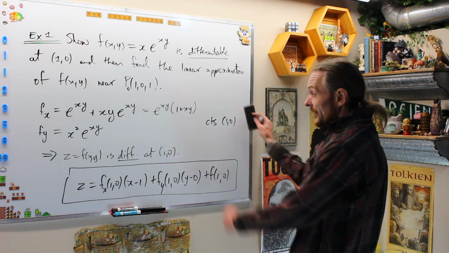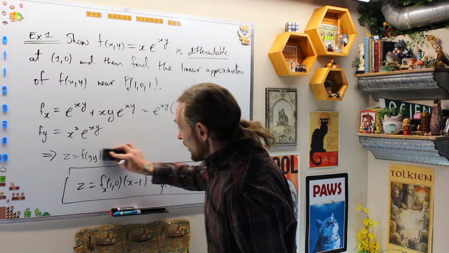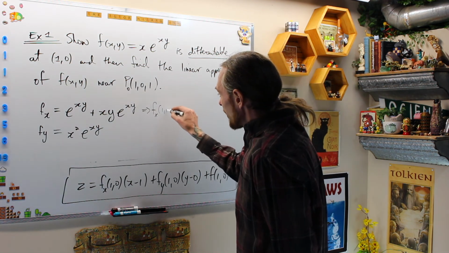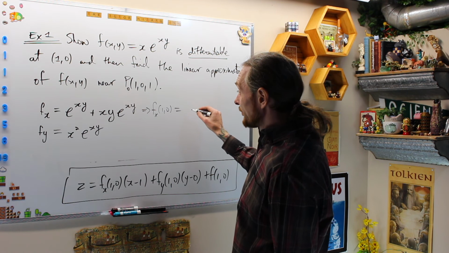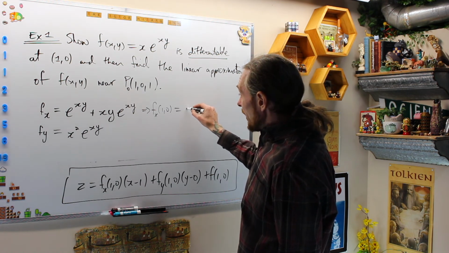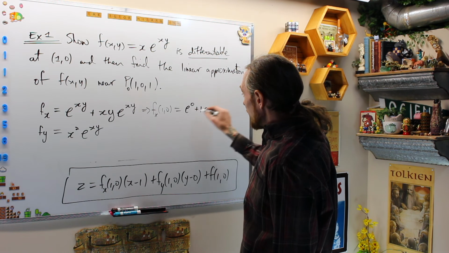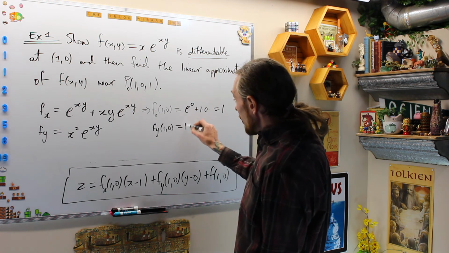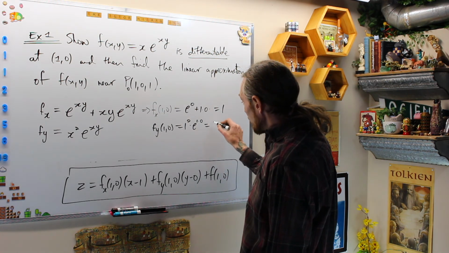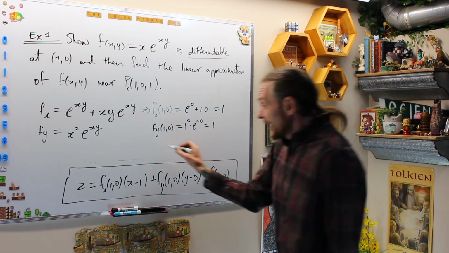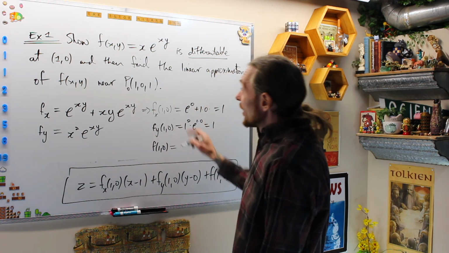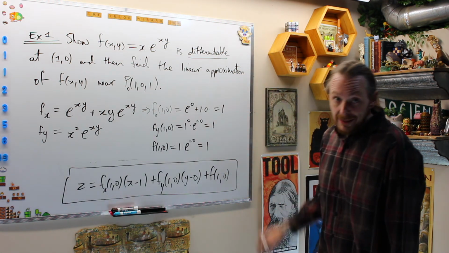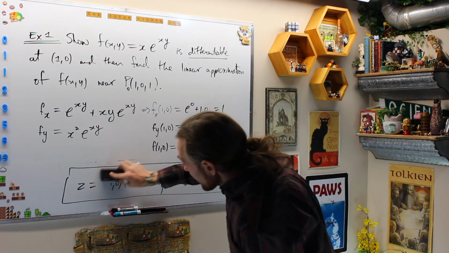We're almost done. All I need to do is erase quickly. Here, this says fx at (1, 0) is going to be what? This will be e to the 0 plus 1 times 0, it doesn't matter, so I'm going to get 1. fy at (1, 0) is going to be 1 squared times e to the 1 times 0, which is also a 1. And f of (1, 0) is equal to 1 times e to the 1 times 0, which is also a 1. So 1, 1, 1. Therefore, that's what that means.